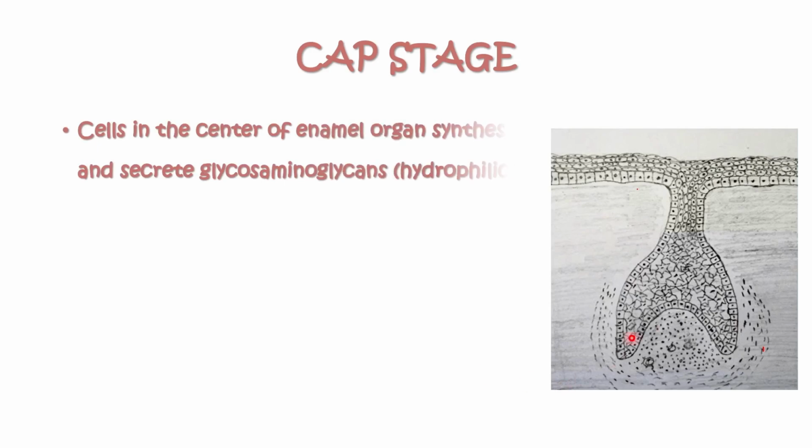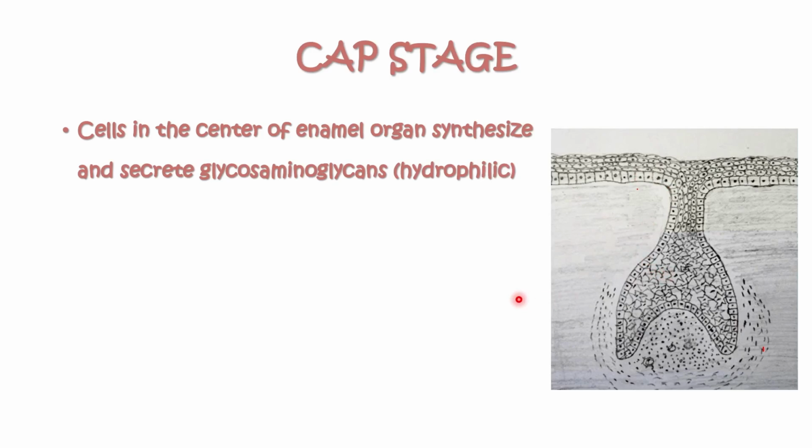In the cap stage, the cells present in the center of the enamel organ were initially not stellate reticulum cells. Initially, they were polygonal cells attached to each other by desmosomes. These cells begin secreting glycosaminoglycans, which are hydrophilic in nature, meaning they attract water. They are water loving. Because the glycosaminoglycans attract water, water starts accumulating between the cells in the intercellular spaces.